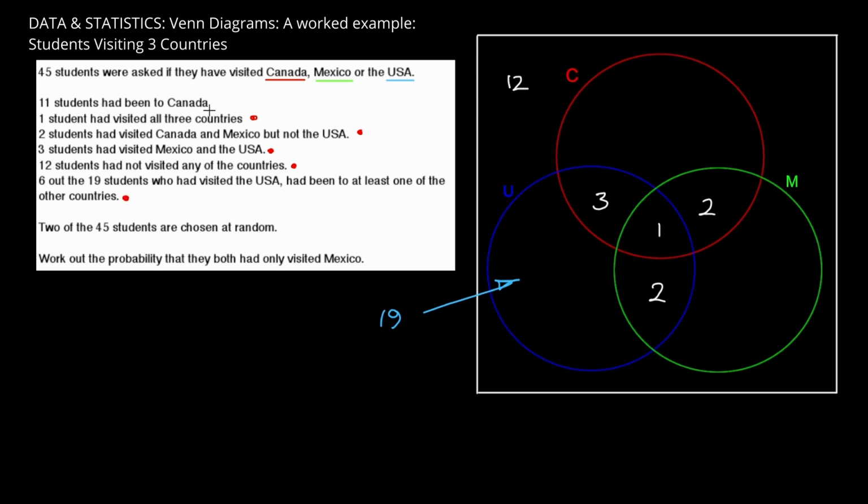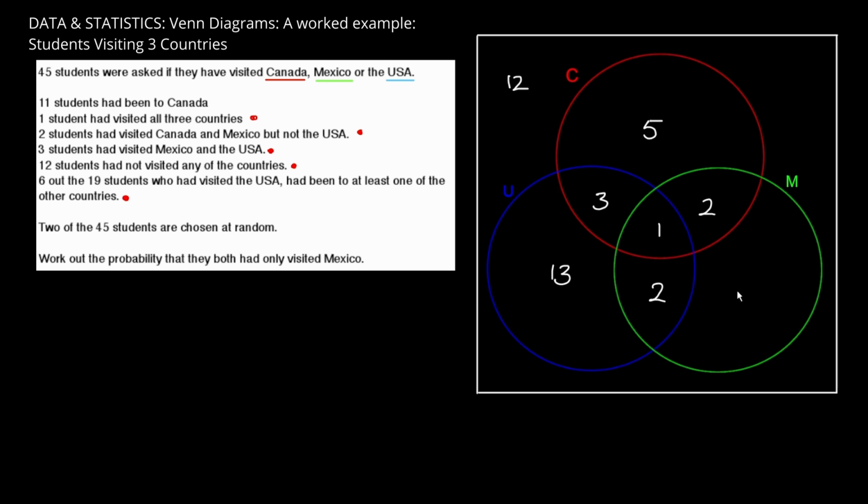Now we can go back to 11 students who've been to Canada. Here's Canada, and we've got 3 plus 1, that's 4, 6 students already. So the remaining students only visited Canada, which must be 5. This whole red circle now adds up to 11. 5, 8, 9, 11. And we can also deal with the USA now. Going back to this question, we've got 19 students in here, of which we've got 6 already. So if I take 6 away from 19, I get 13. So 13 students are in that portion of the USA. So I can get rid of my 19 out here.